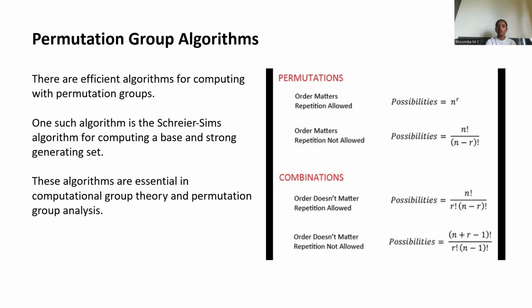Permutations. Order matters, repetition allowed: possibilities equals n to the power r. Order matters, repetition not allowed: possibilities equals n factorial divided by (n minus r) factorial.